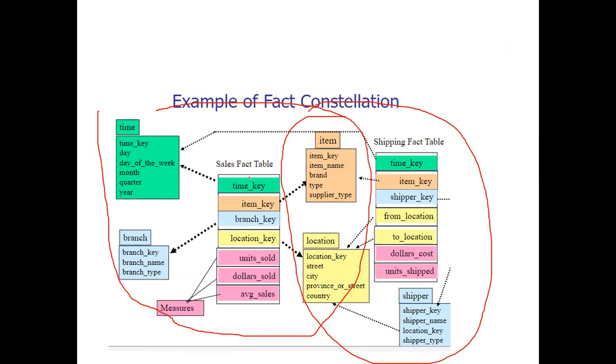So here, as in the previous example, we have the sales fact table, and branch, time, item, location. And we have one more table, the shipping fact table, to deal with the shipping: from which location to what location, how much cost happened, how many units were shipped for a particular shipping, what items have been delivered, to which location they were delivered, who the shipper name is, and where exactly the shipper is located, right? So when there are multiple fact tables, it's called fact constellation.